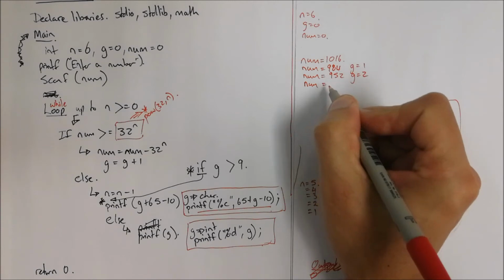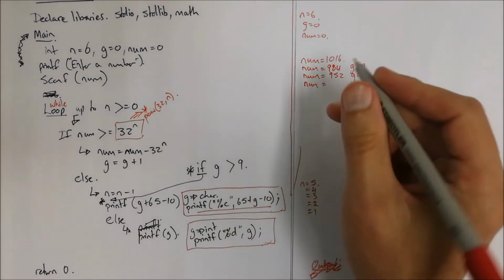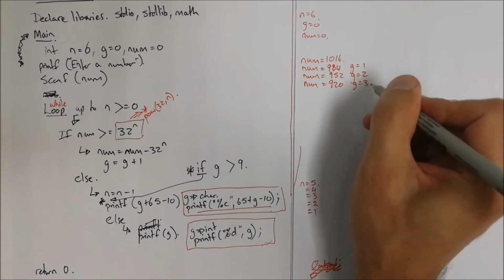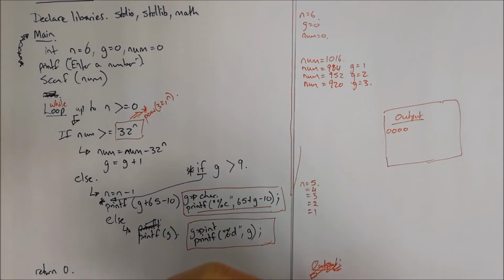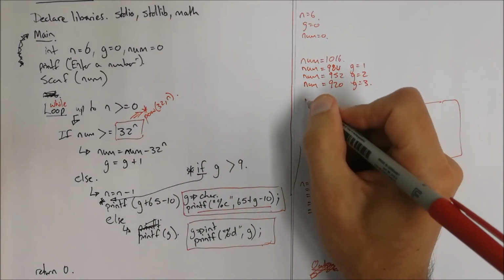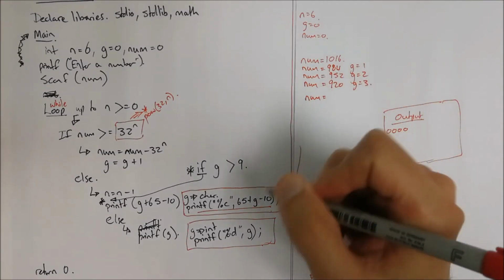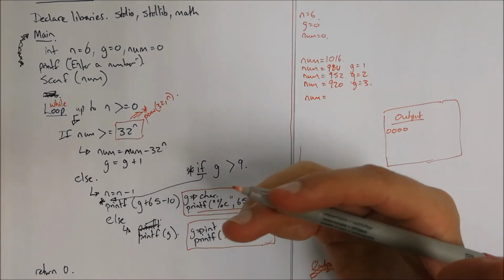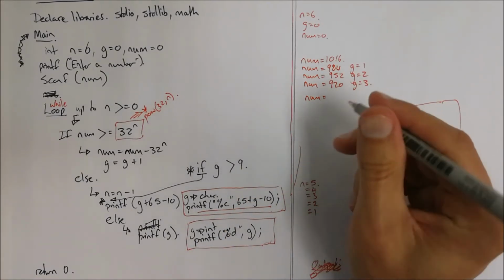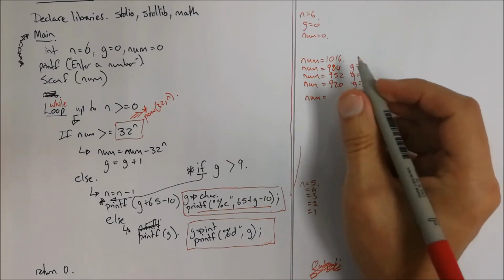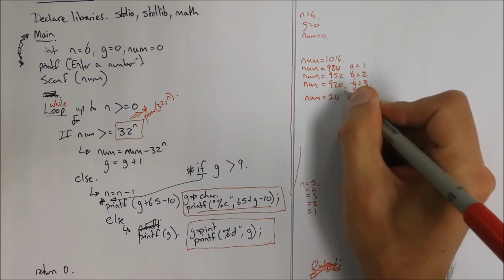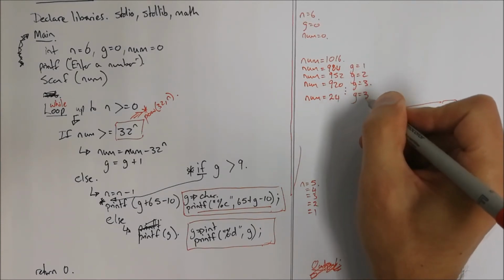Eventually num is going to be equal to 920, and g will be equal to 3. And you're going to keep on going with this process over and over. Eventually you're going to find that num, and it might be a good exercise for you just to go through the whole process to check your code, because it's important to make sure your code is all working. Eventually num is going to be equal to 24, and g is going to be equal to 31.